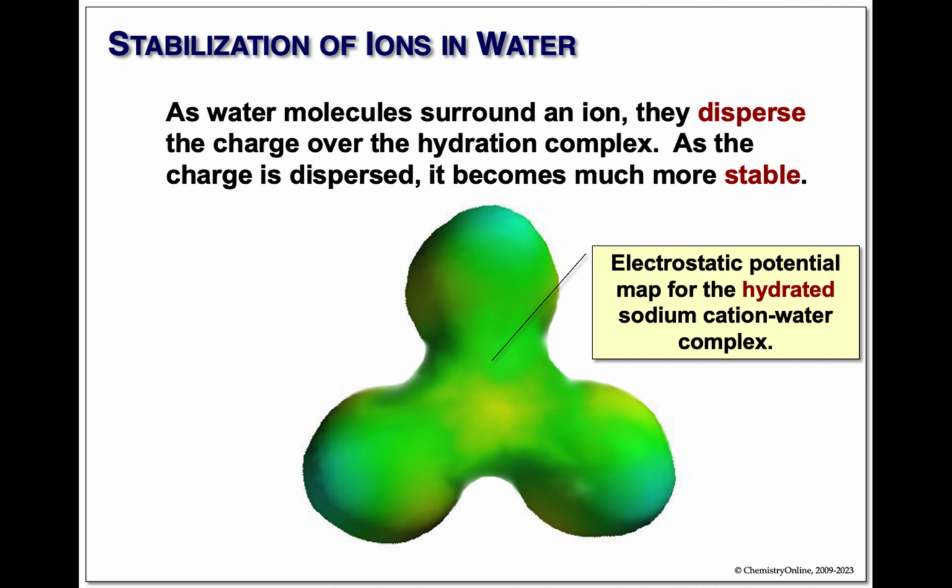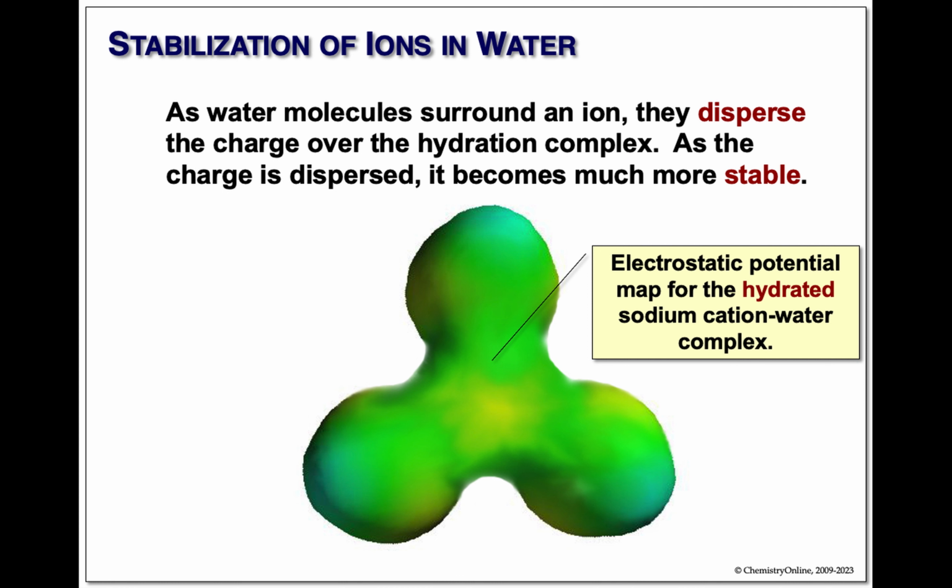In fact, where we had the big blue ball here in the middle, we actually now have a yellow spot. Again, the water has taken the charge from the sodium cation and dispersed it over this complex. Now in the next chapter, chapter 8, we'll expand upon this because water doesn't just exist in clumps of 3, it actually does 8 or 12 much better.